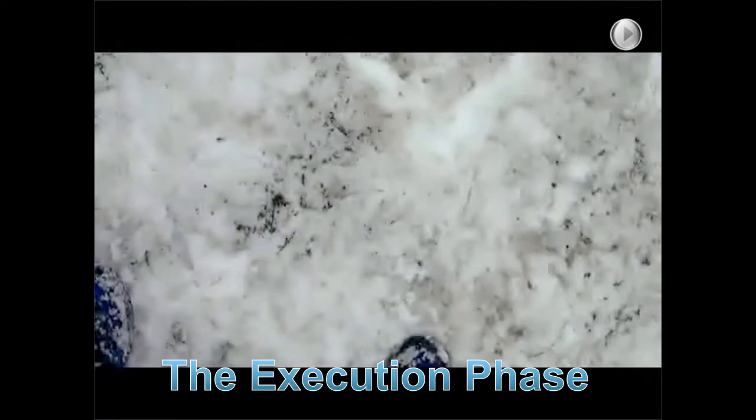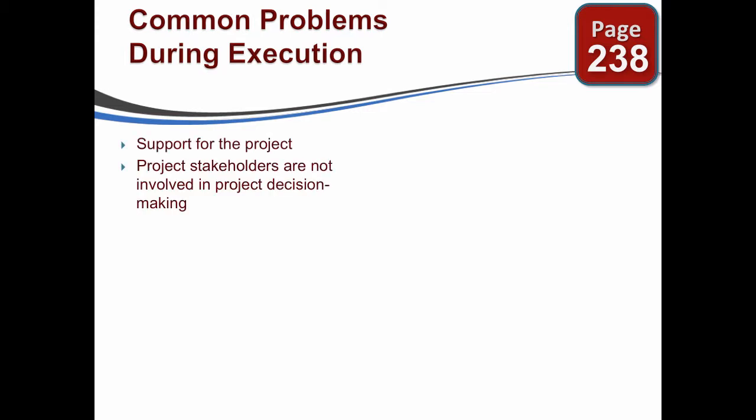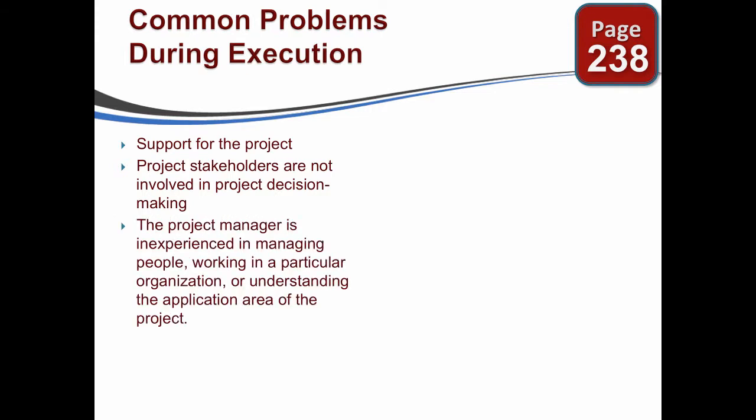I love that video. So here are some common problems that you may experience during the execution phase. First of all, support for the project. Project stakeholders are not involved in the project decision-making. Unless they're involved in the project decision-making, then they're not going to support it. The project manager is inexperienced in managing people, working in a particular organization, or understanding the application area of the project. Extremely important that you serve your internship.